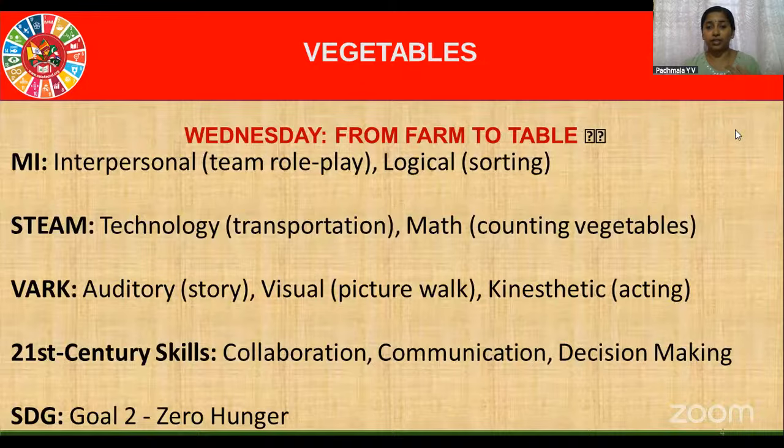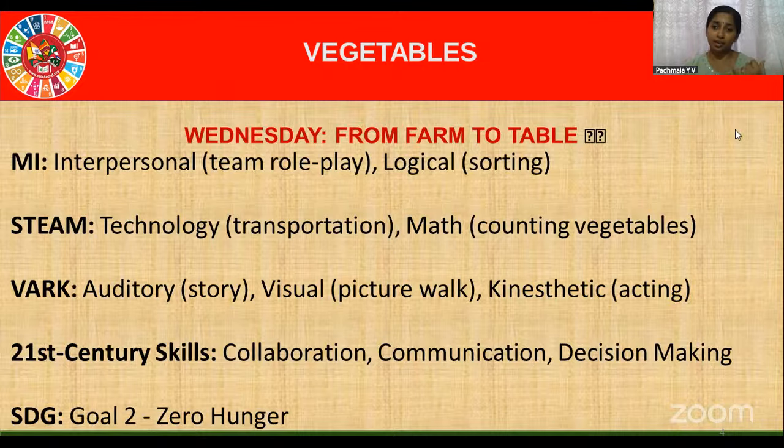Auditory: since the teacher has narrated a story, the child has to listen. Visual: pictures have been shown, and a discussion has happened with the pictures. So it's all about visual. Kinesthetic learning is there. The child is playing a role, the child is making the truck. All these come under kinesthetic.